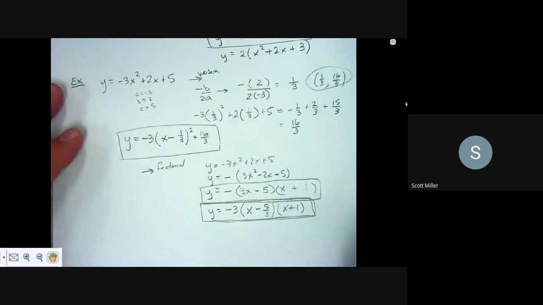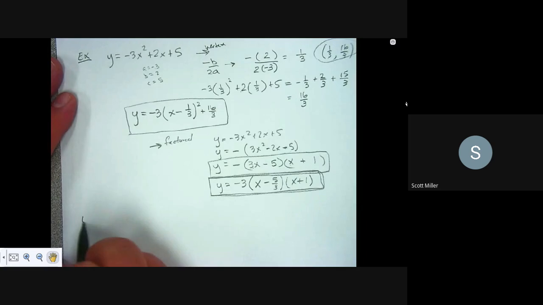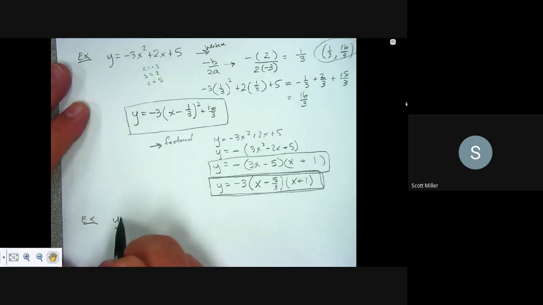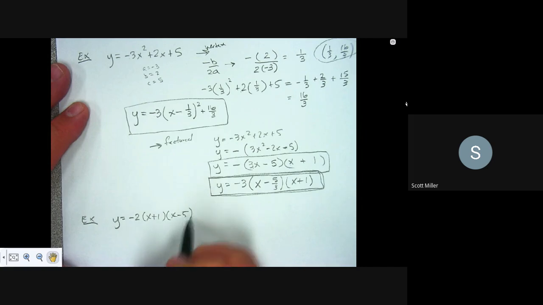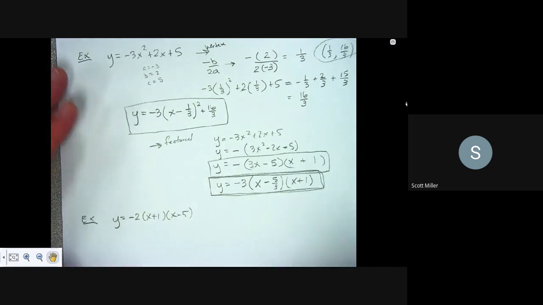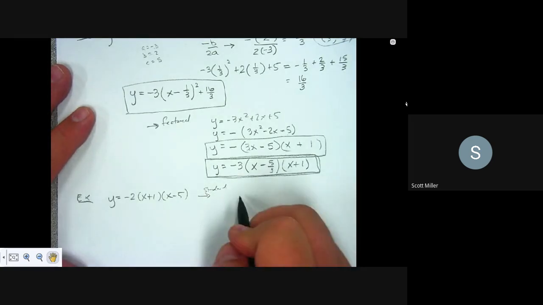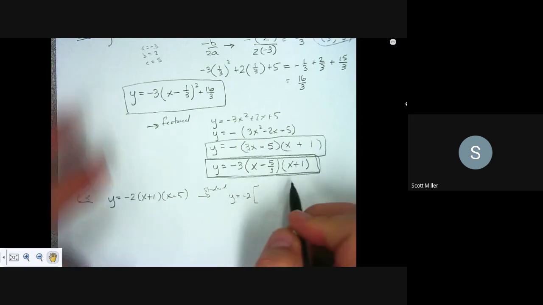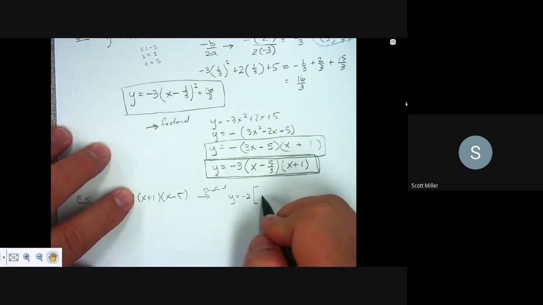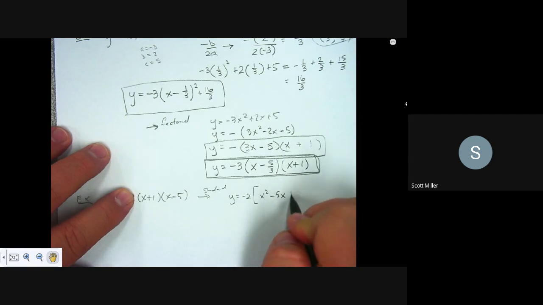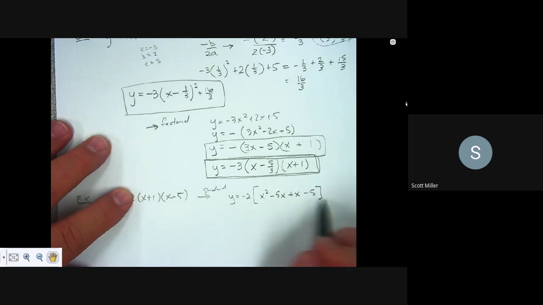Okay? I think I have another one over here. If I give you this, I have negative 2 times (x plus 1)(x minus 5). To put it in standard form, we just need to multiply everything out. And again, I recommend that you do the constant last. Multiply those two things together first, so I get x squared minus 5x plus x minus 5. And then multiply by the negative 2 throughout.